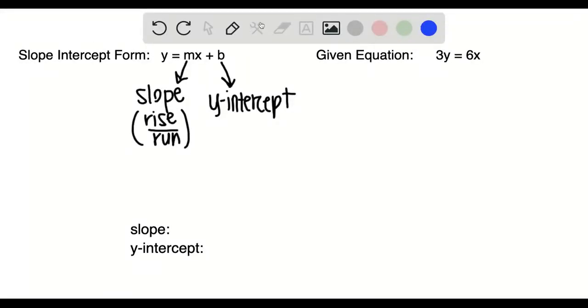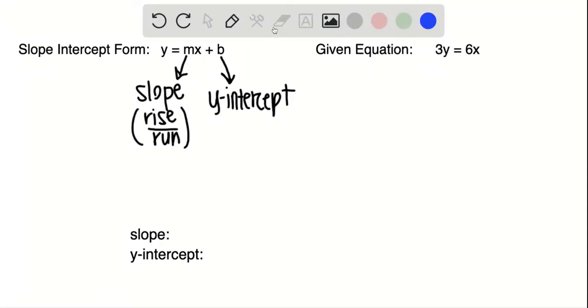In this particular equation or question, we're given the equation 3y is equal to 6x, and we first need to write the equation in slope-intercept form and then determine what the slope and the y-intercept is. Just to make sure we know, slope-intercept form should be written in the form of y equals mx plus b, where m is the slope, meaning rise over run, and b is the y-intercept.